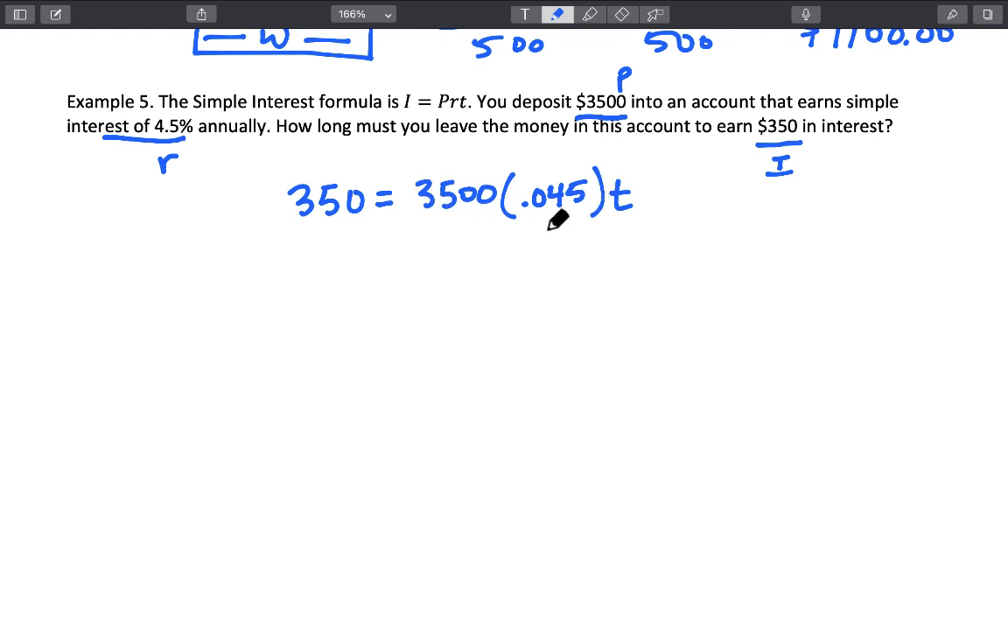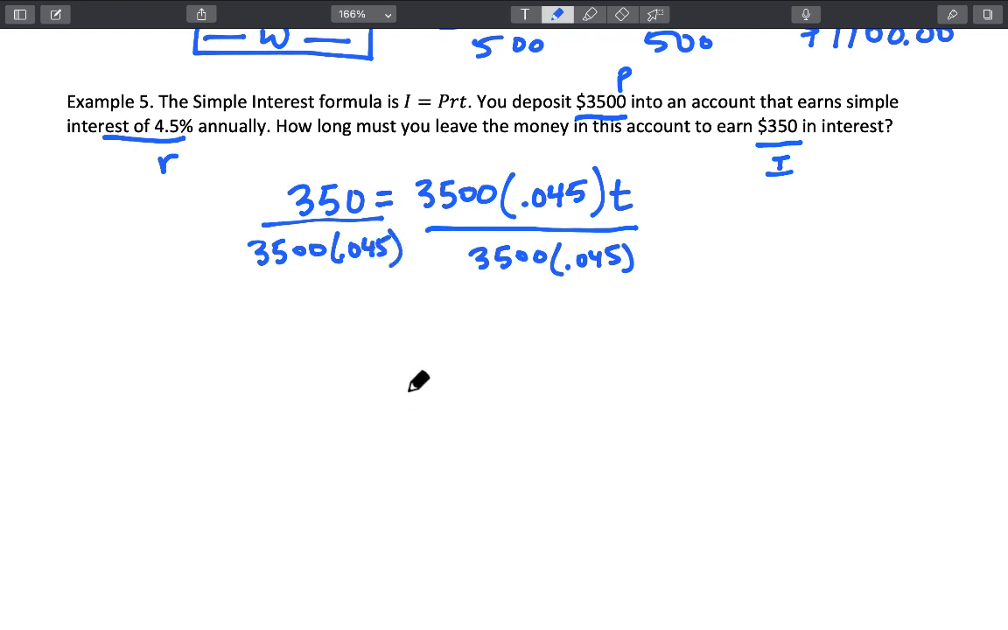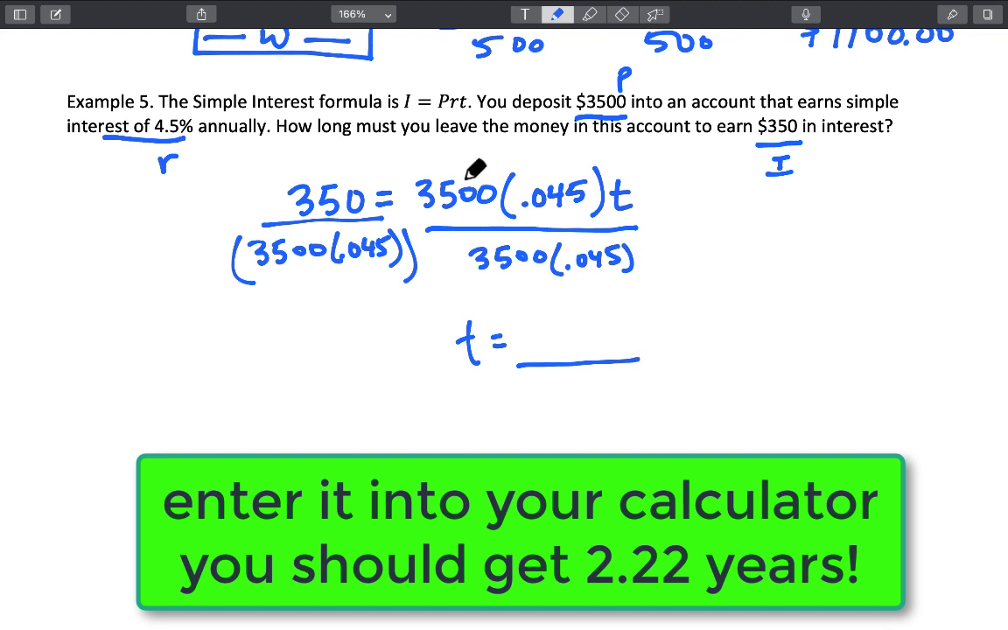All right, so from here we're going to divide both sides by this 3,500 times 0.045 in order to get T by itself. And we'll do the same thing on the other side of the equal sign. Divide that by 3,500 times 0.045. Now when you go to enter this into your calculator, make sure you have parentheses around that denominator in the multiplication. All right. In the end, you're going to come up with the T number of years that it takes for that money to grow $350.